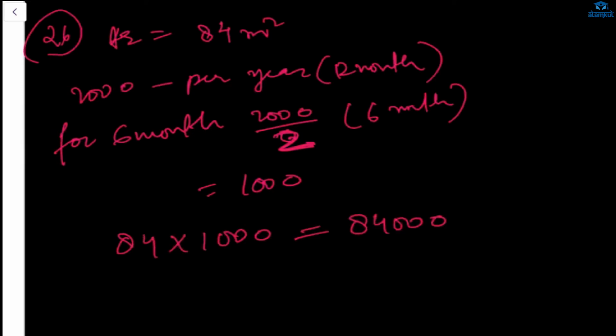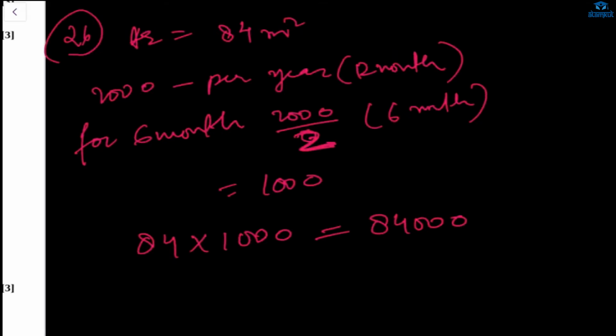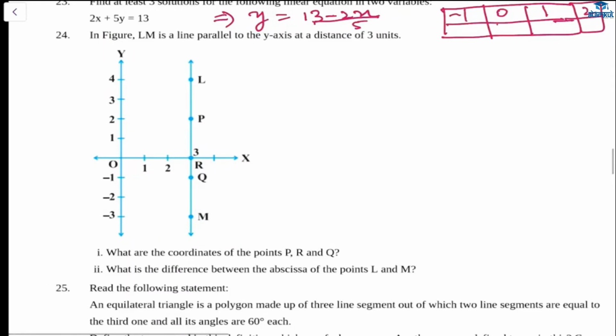Understood? If it is asking you for 3 months, you can again do for 1 month and multiply by 3. Or 3 months will be the 1/4 part of 12 months, so you can divide by 4. Understood? Everybody? Any doubt now? No, ma'am, this question I've done. You have done this question, that's very good.